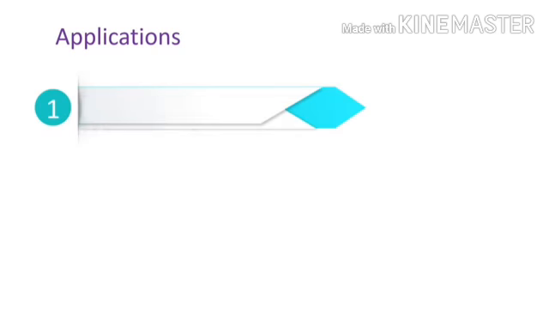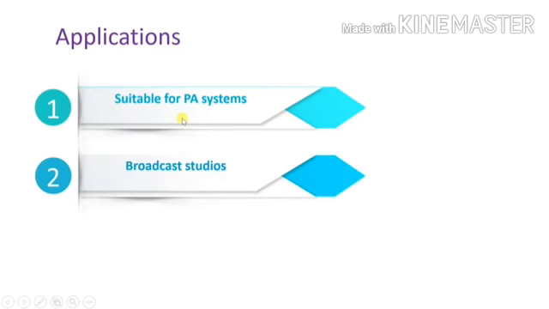Now see the applications. We can use this moving coil loudspeaker in PA system, public address system, for less mass. We can use this for broadcast studios.